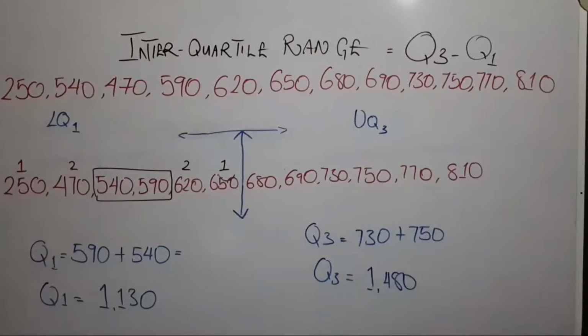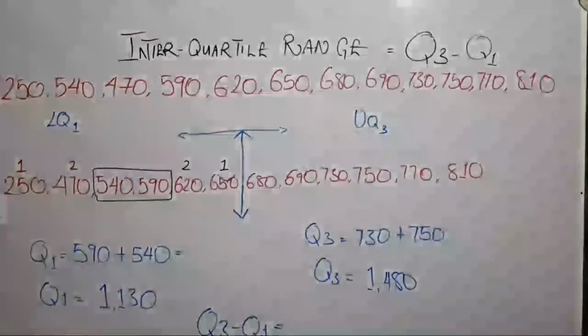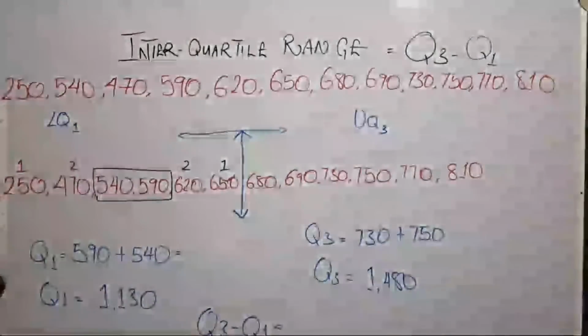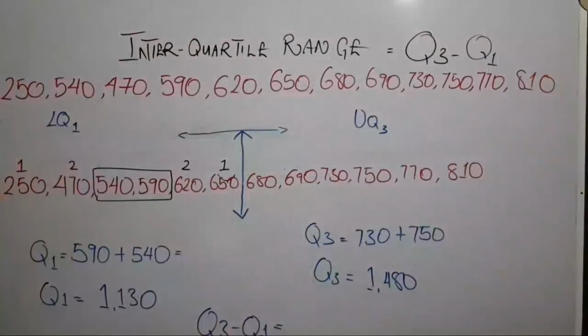So from our formula, we have Q3 minus Q1. So what's our final answer? Now that we know our Q1 and our Q3, what is our final answer?